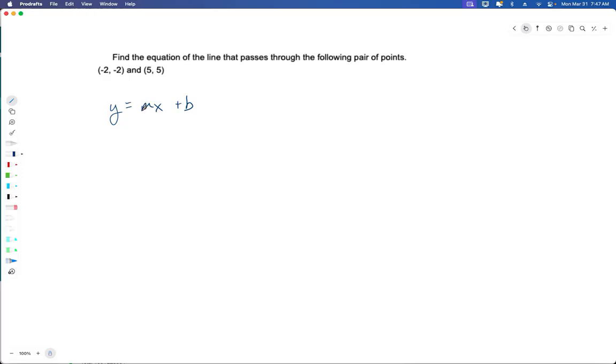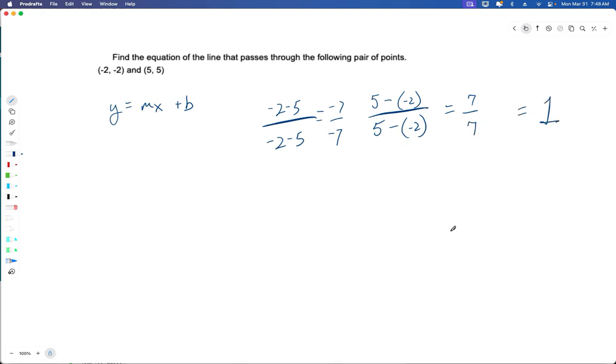Okay, so what we're going to do is find the slope first. So I take 5, subtract -2, and 5, and I subtract -2. Or you could do -2 minus 5, -2 minus 5, right? Either one of these is going to give you -7 over -7, or +7 over +7. So either way that you do it, your answer is going to be 1. You have a slope of 1.